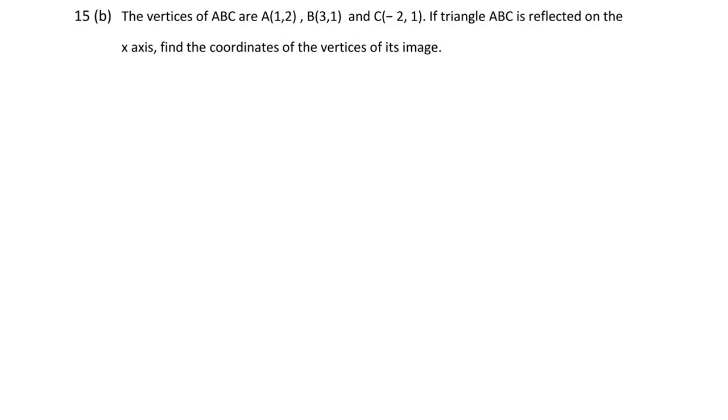Part B of the question: the vertices of ABC are A (1, 2), B (3, 1), and C (-2, 1). If triangle ABC is reflected on the x-axis, find the coordinates of the vertices of its image. Okay, so this is the transformation problem.